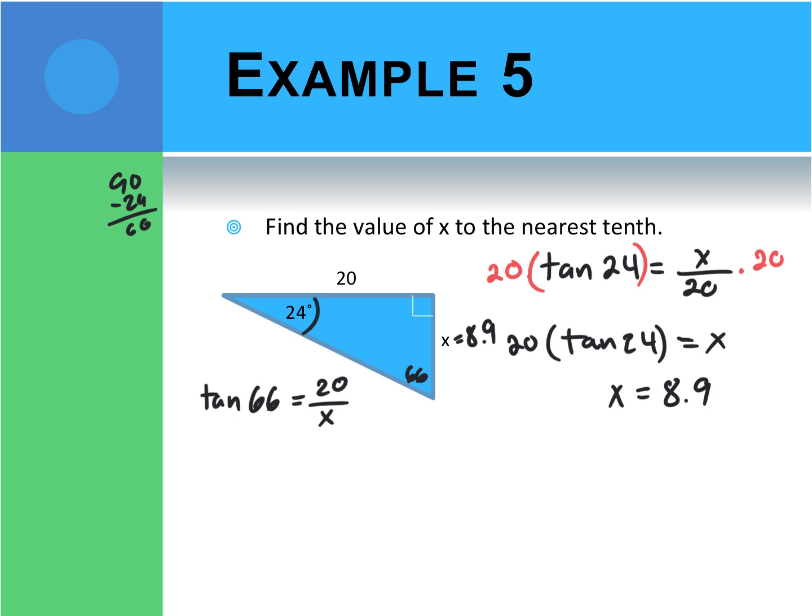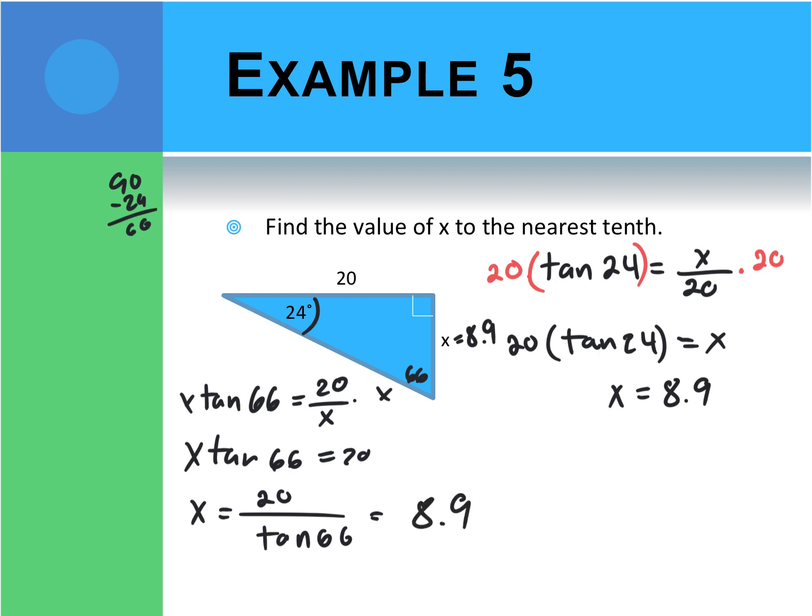Now I'm going to rearrange this so I can solve for it. Multiply by x, multiply by x. So we get x tangent 66 equals 20. I'm going to divide by tangent 66, so I'm left with 20 divided by tangent 66. And if you were to plug that into the calculator, you actually end up with the same number, 8.9. Just make sure you plug it in correctly.